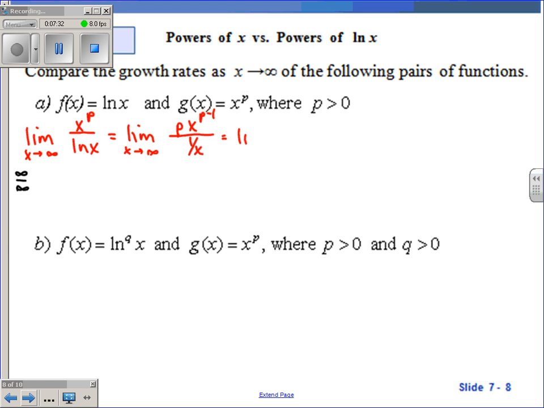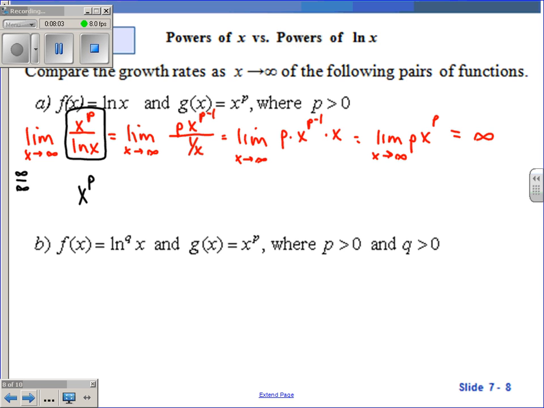So now I can simplify that. Now when I invert and multiply, this is just going to be p times x to the p minus 1 times another x, which will just be the limit of p x to the p. Now as x approaches infinity, this clearly approaches infinity, so the limit would be infinity. So what we just learned was if we looked at this ratio, the limit was infinity. So which grows faster? Well, that would mean that the top one, x to the p, grows faster than the natural log of x.